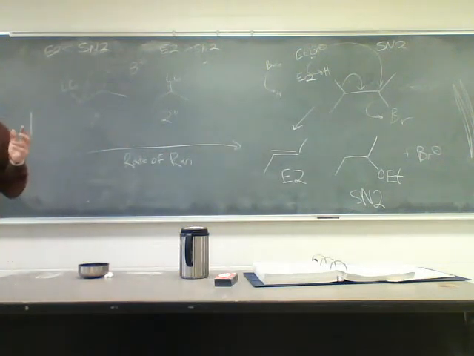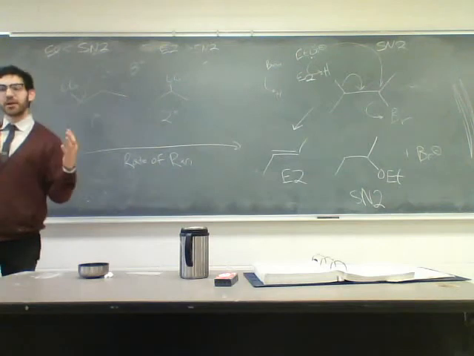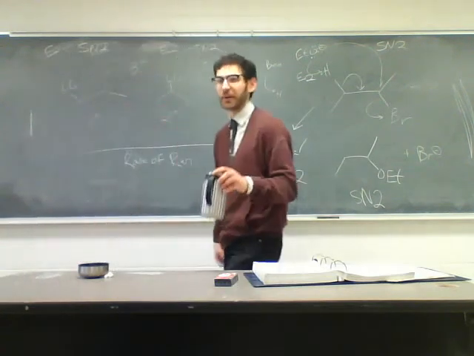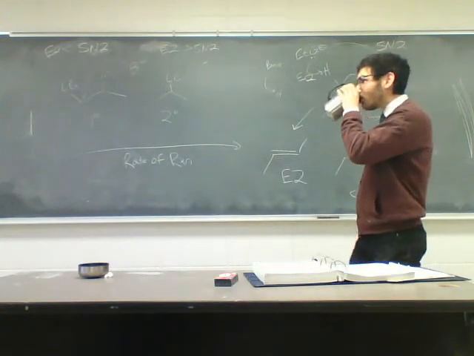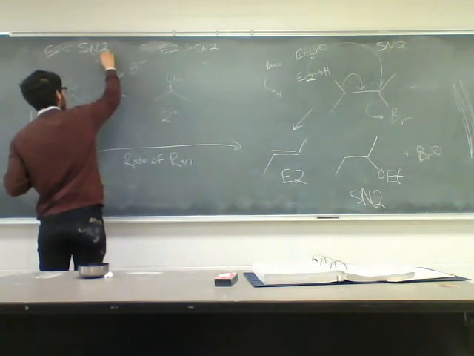And for a tertiary substrate, we don't see SN2 reactivity at all. It is too difficult. There's too much stuff on that carbon for our nucleophile to come in and attack it. It's much easier for the nucleophile to attack a dangling hydrogen. So this is our E2, and this is our next thing, the SN2 route.